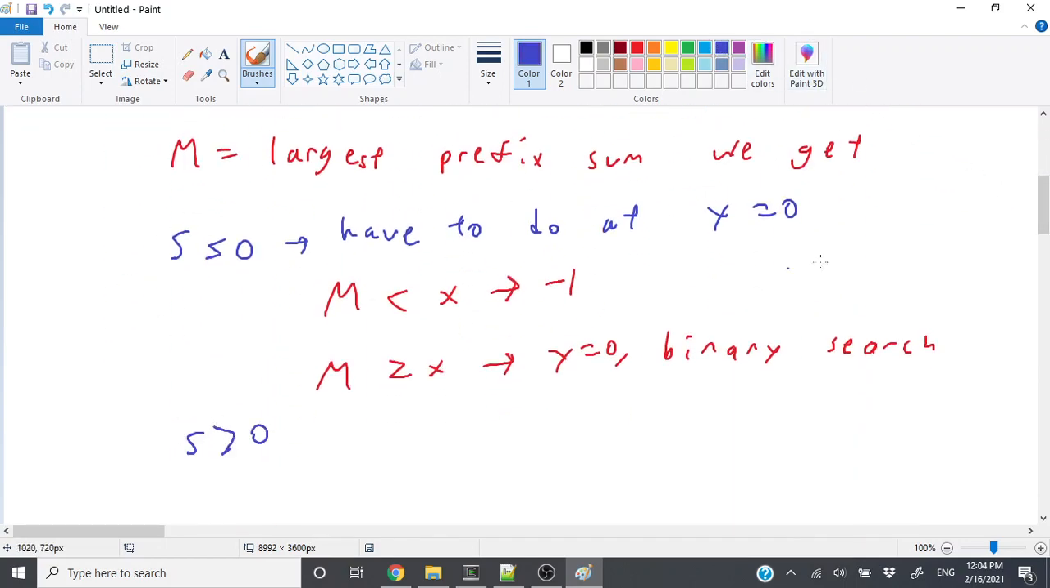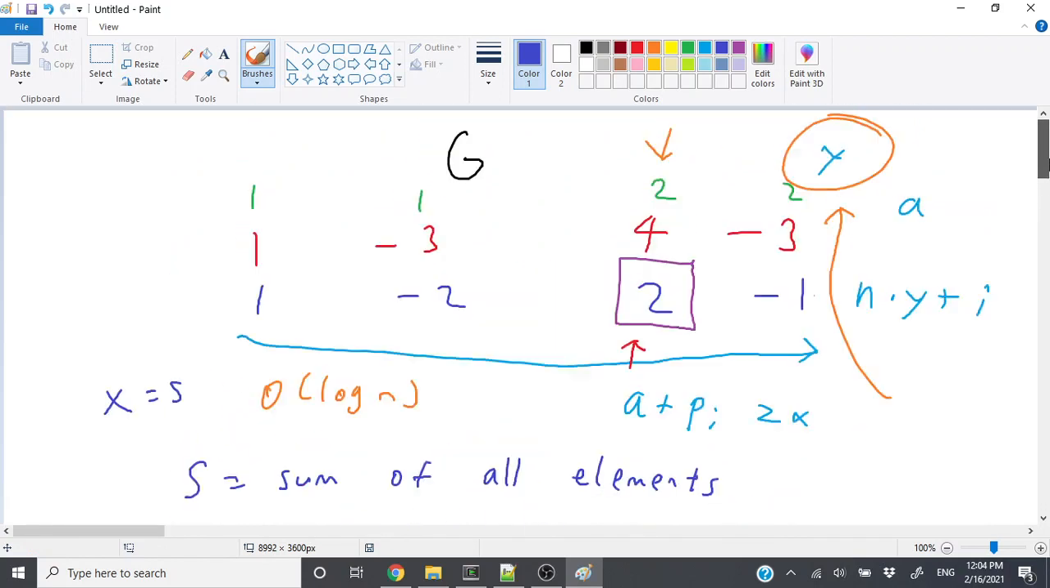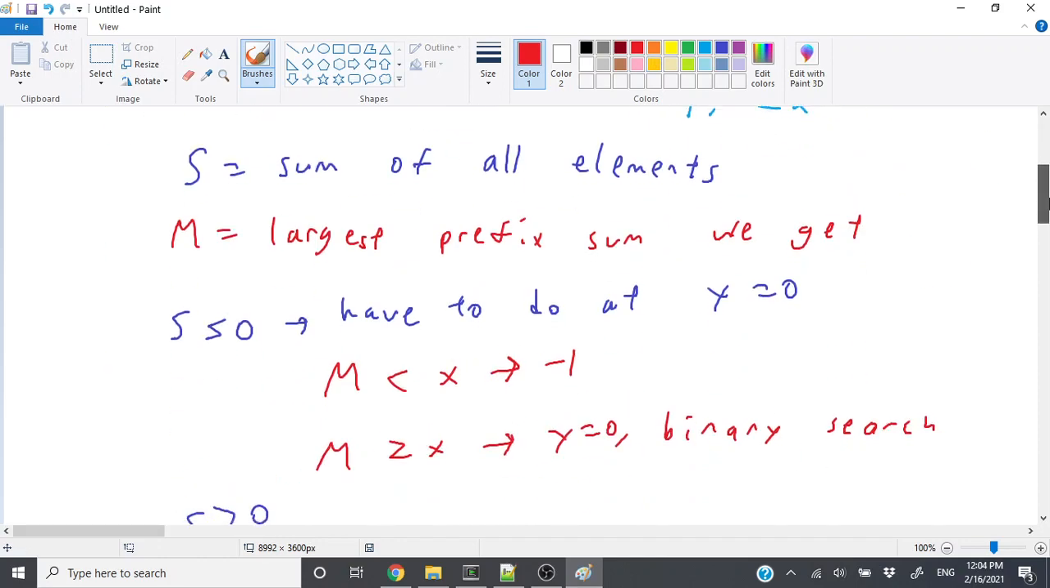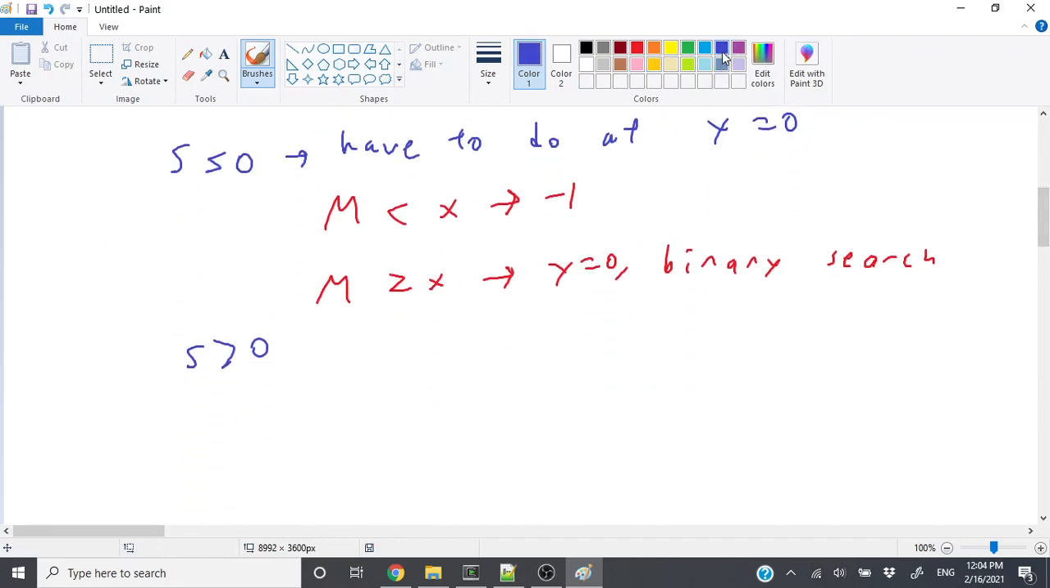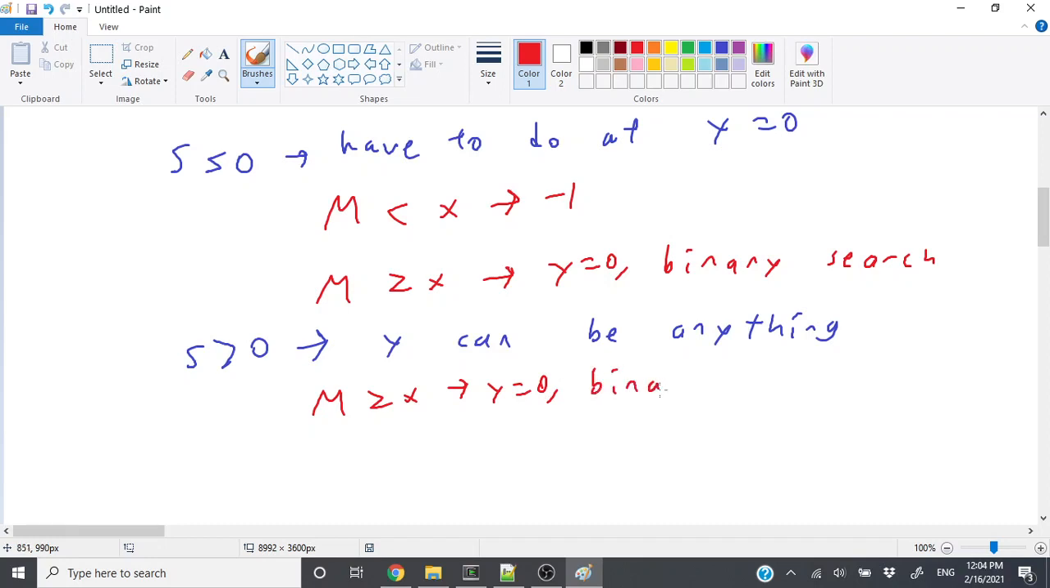Otherwise, we know that s is greater than 0, meaning that even if we're small enough, eventually we should be able to make some rotations to get it, because every time we do a rotation, we increase our total sum. So if s is greater than 0, it's always going to be possible. Say m is greater than or equal to x. Then we know that y equals 0, and we can do binary search. Otherwise, m is less than x, meaning that y is greater than 0.